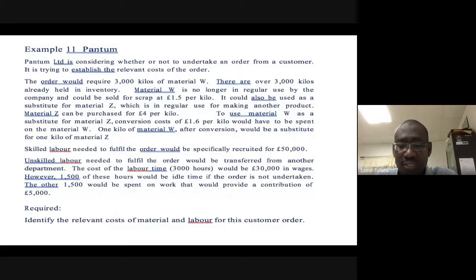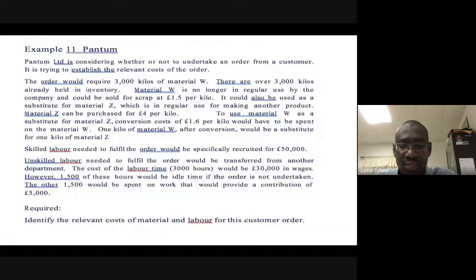To use material W as a substitute for material Z, conversion costs of £1.6 per kilo would have to be spent on the material W. One kilo of material W after conversion will be a substitute for one kilo of material Z.